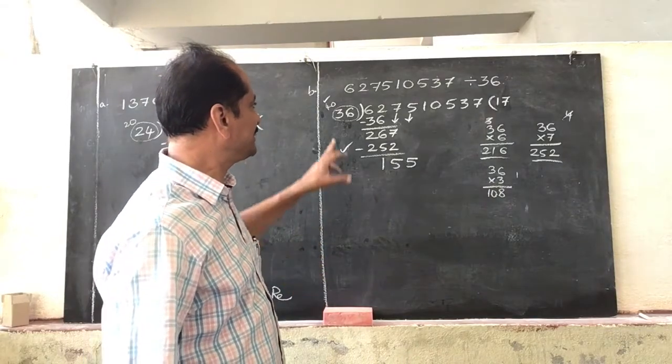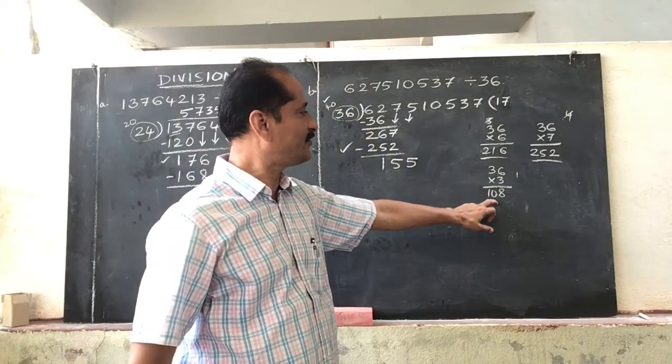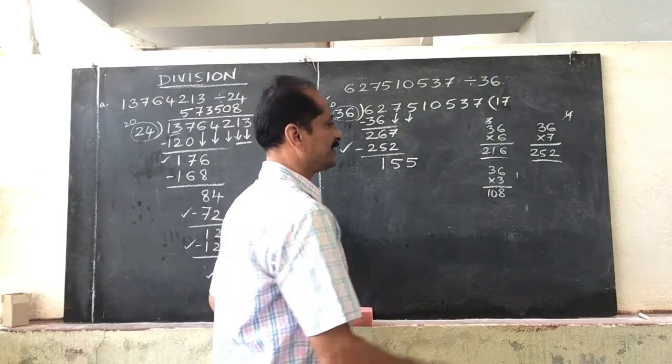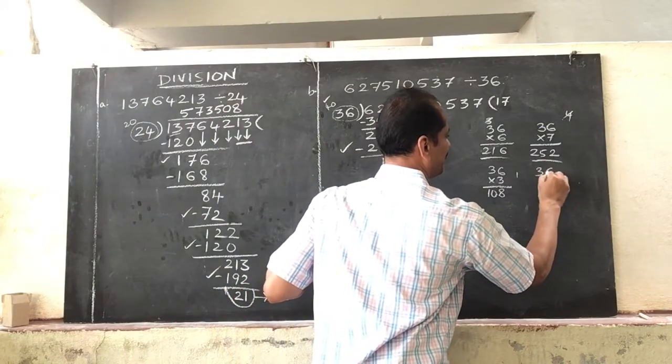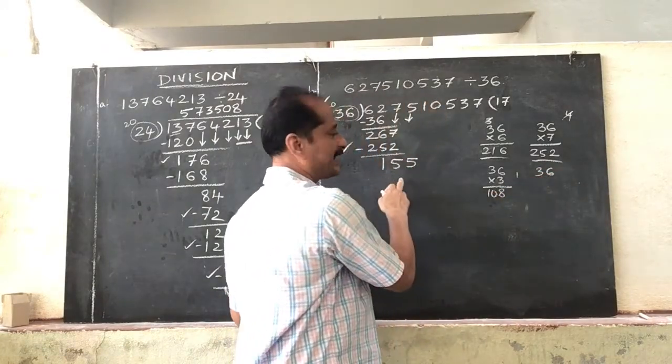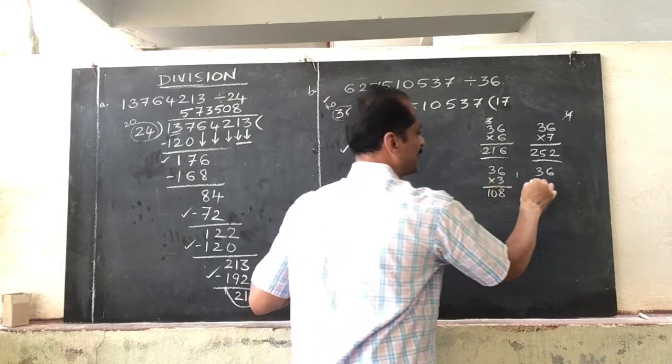108 plus 36 is equal to 144. Add 36 four times. You can check one more time, maybe you may get a remainder more than 36, so let us check 4 times.